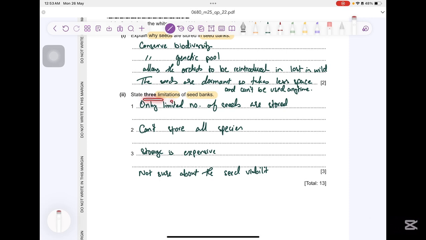State 3 limitations of seed banks. Only a limited number of seeds are stored. They cannot store all species of orchids. Storage is expensive. Not sure about the seed viability. You've got seeds, but you're not sure if you provided the water, will it grow or not? That's the term viability. There should be a Y here.